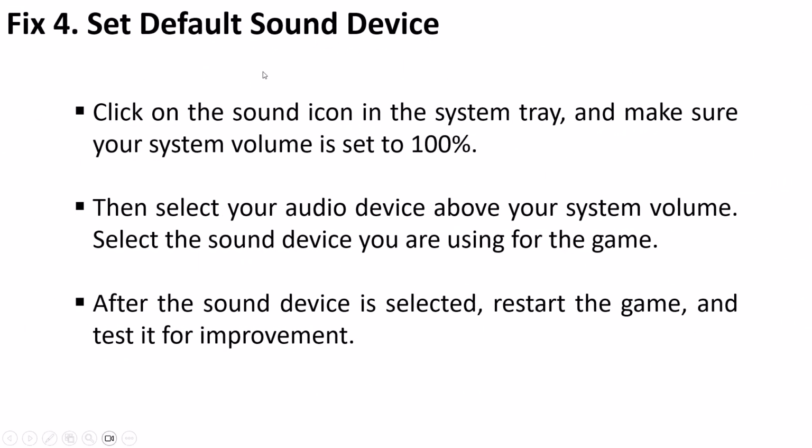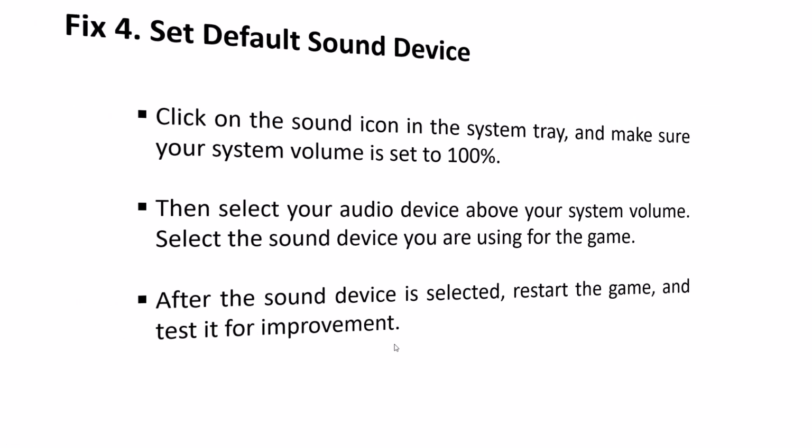Fix 4, set default sound device. So click on sound icon in the system tray and make sure your system volume is set to 100%. Then select your audio device above your system volume. Select the sound device you are using for the game, and after the sound device is selected, just restart the game and then check if your problem is solved or not.